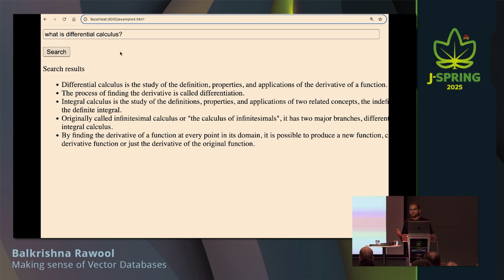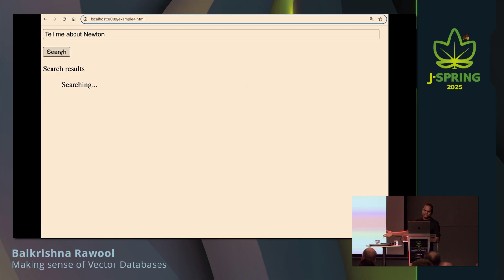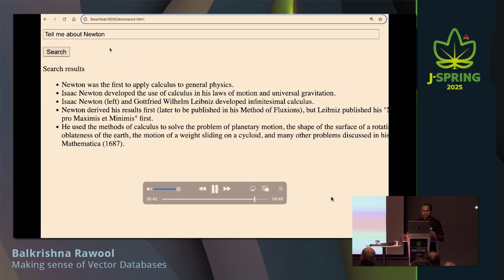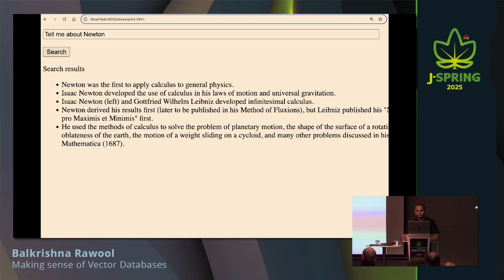It will show things related to differential calculus. Because this is mathematics, we can also ask questions about mathematicians. So we can ask, for example, tell me about Newton, and it will tell things about Newton that it finds in its database. So that's how we can get these results really fast, because we are using HNSW indexing.